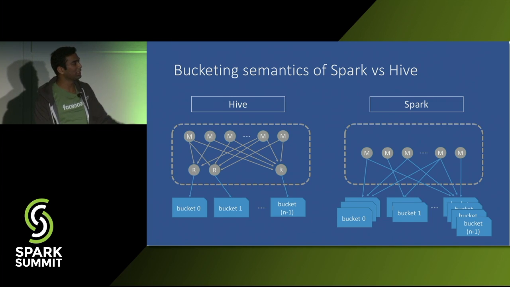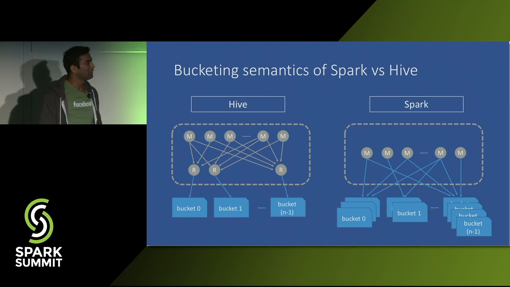So as you can see over there in the bottom, there are multiple files per bucket in the Spark world. And that means that there's no guarantee that the bucket as a whole is globally sorted.